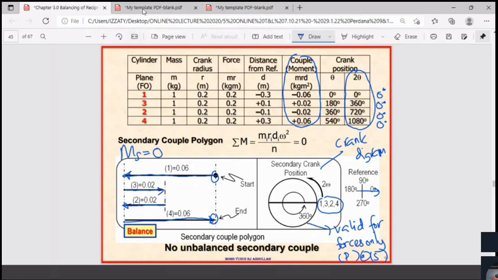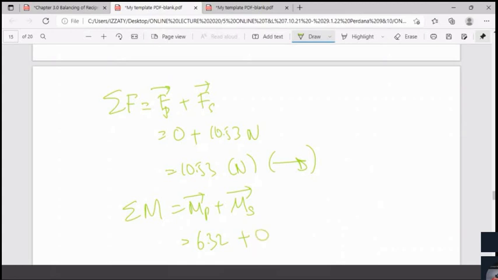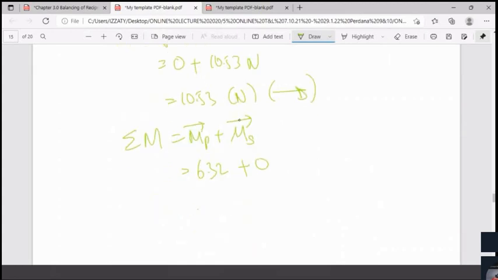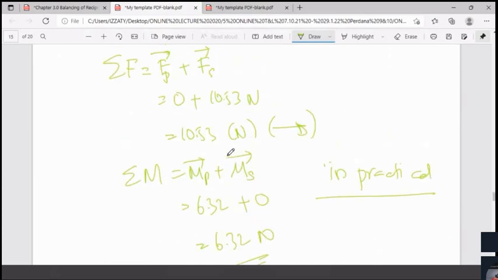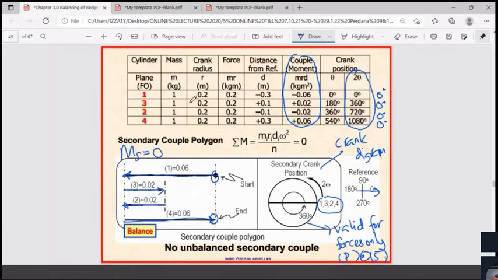Okay, so you have this one 0, and finally you have this one equal to 6.3 Newton. And in practical, remember, all the secondary cannot be done because it's partially balanced. In practical, all the secondary cannot be done, whether you're talking about secondary force or secondary couple. That is the reason it is mentioned to us as only partially balanced.